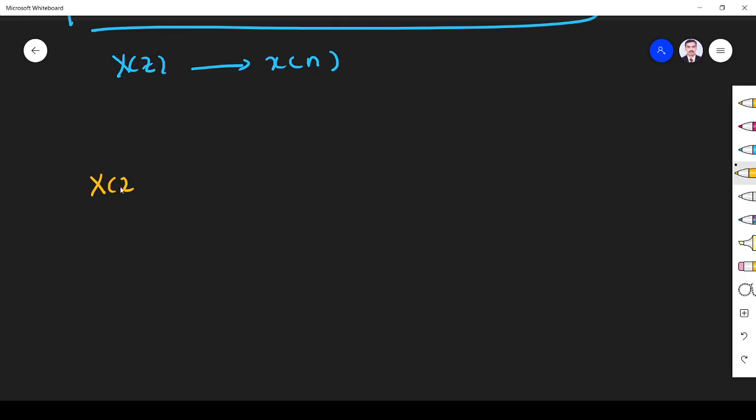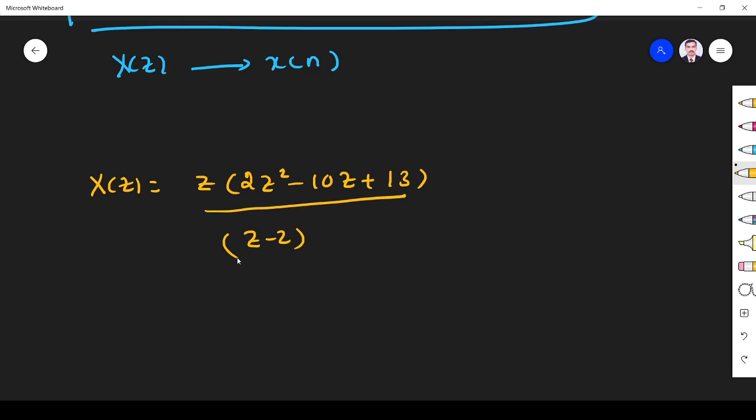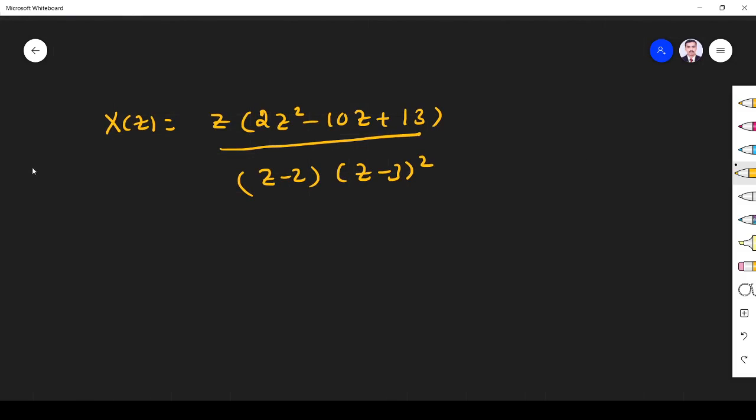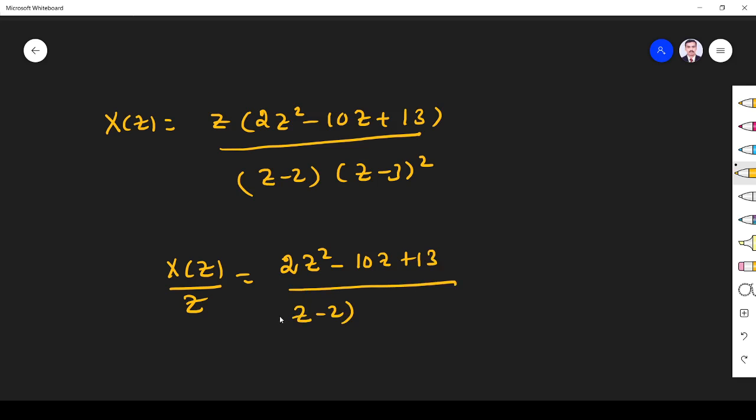X of z is equal to z into 2z square minus 10z plus 13 divided by z minus 2 into z minus 3 whole square, right? So as usual, first what we have to do, find the inverse z transform. First I want to write in the form of X of z by z. So X of z by z is equal to 2z square minus 10z plus 13 divided by z minus 2 into z minus 3 whole square.